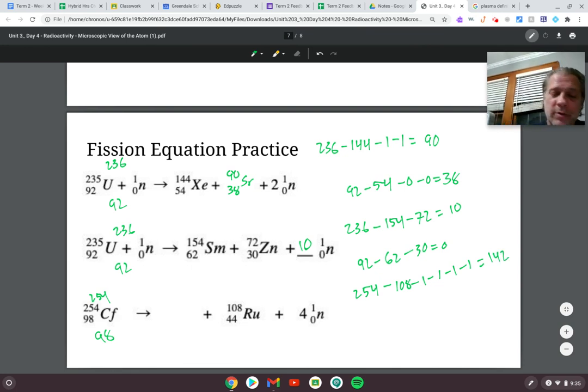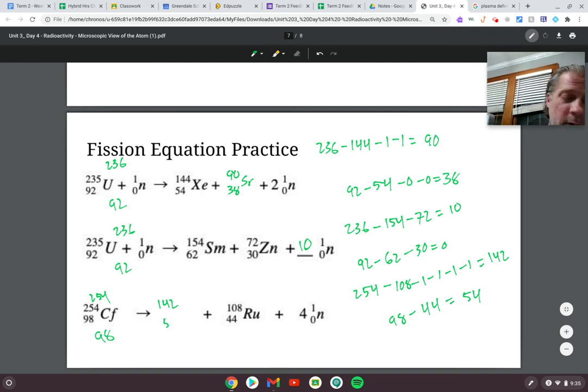I'm going to put that over here. And then I'm going to take 98 minus what I know, which is 44, and I get a value of 54 for my atomic number. And I'm going to go on the periodic table and locate an element that has an atomic number of 54. And in this case, that element is xenon. And so there you have it.